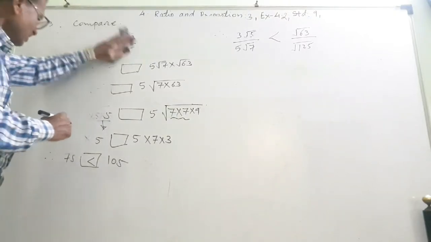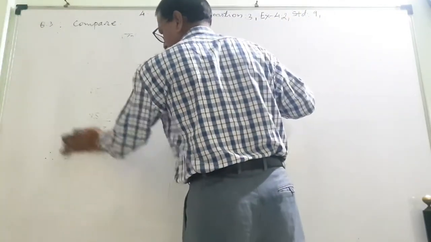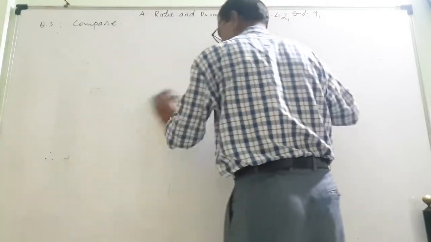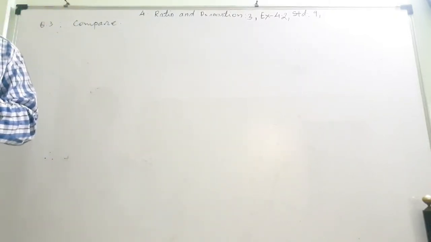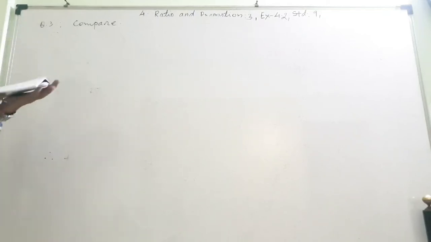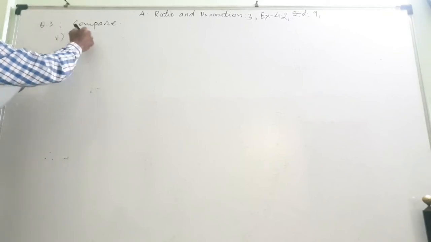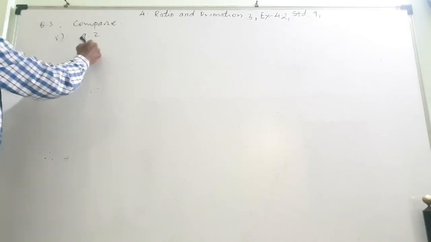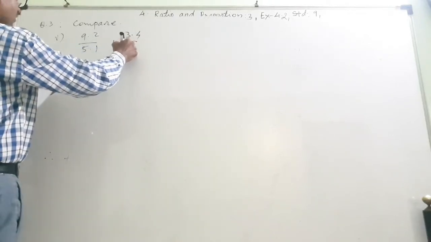I will search any difficult sum in this, and that also I will solve. Third is 5 upon 18, 17 upon 121. So that is not a big thing. Another is, fifth sum is somewhat different. 9.2 upon 5.1 and 3.4 upon 7.1.